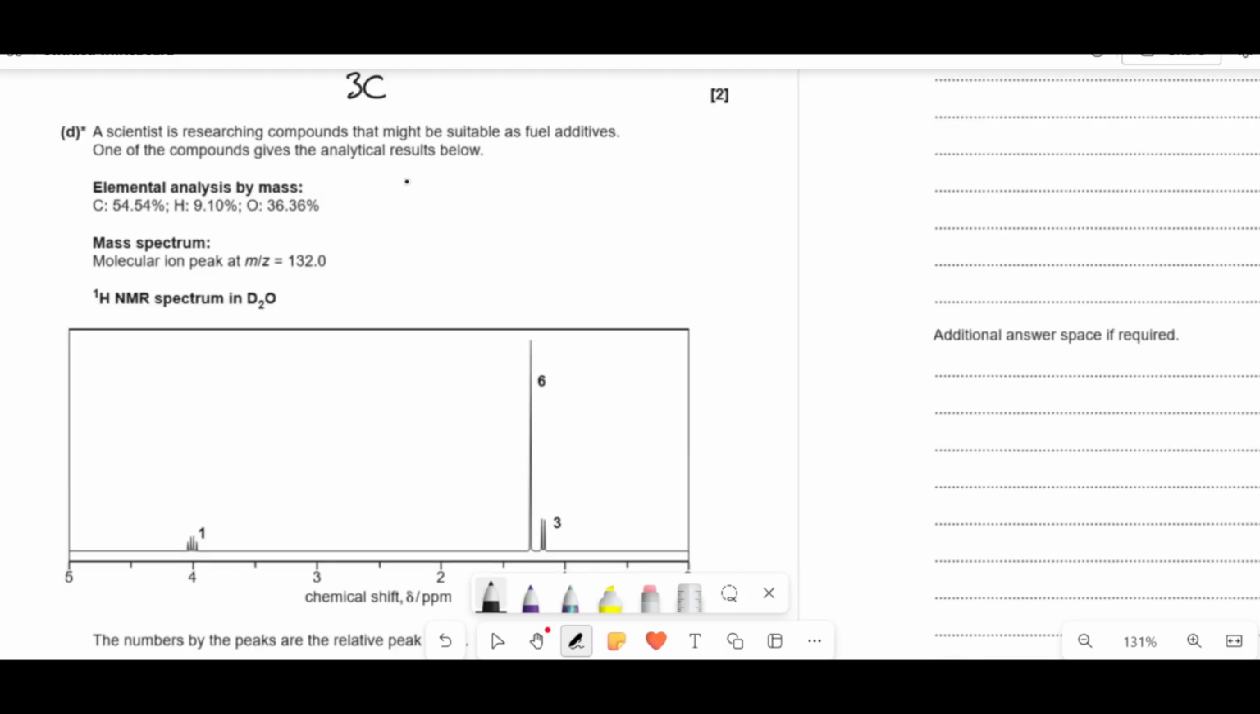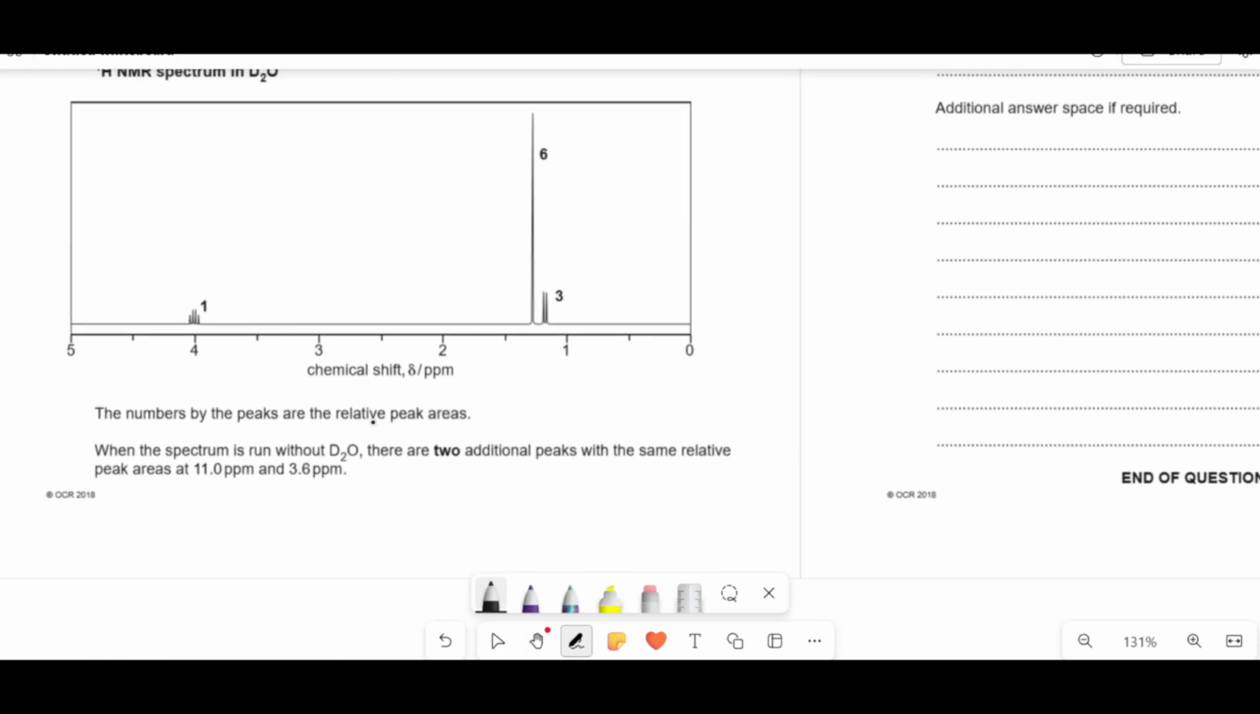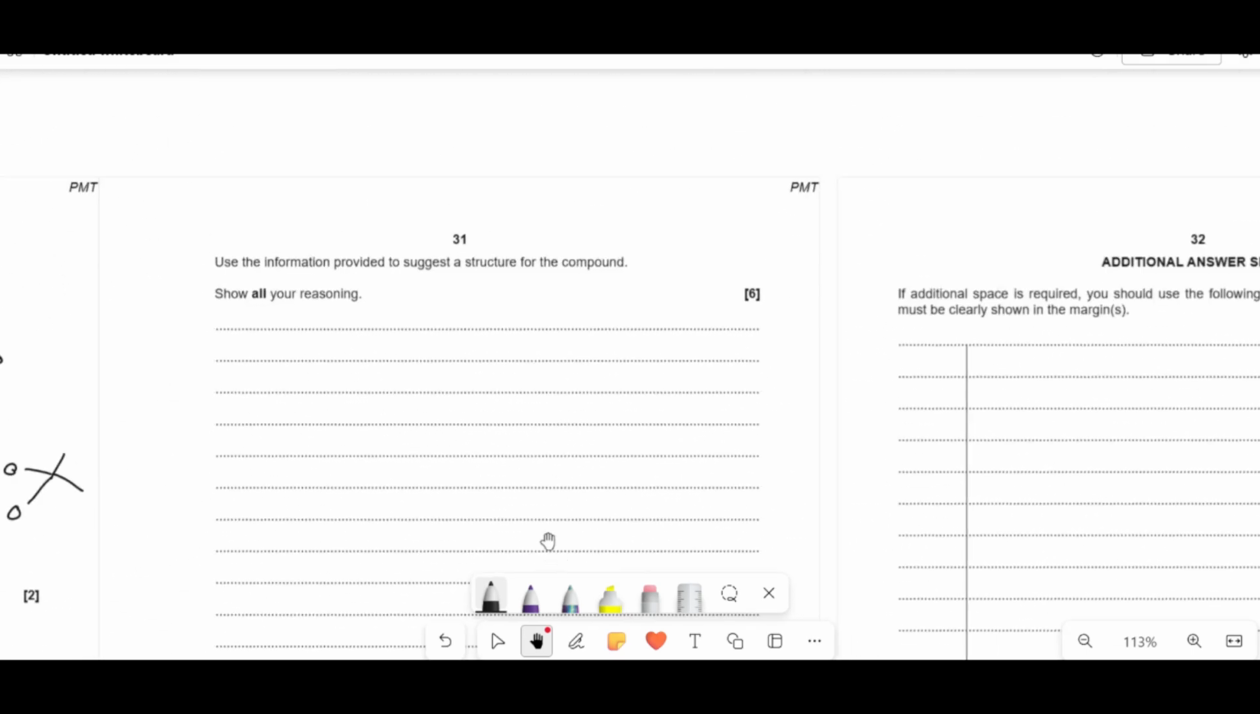A scientist is researching compounds that might be suitable as fuel additives. One of these compounds gives these analytic results. So we've got the elemental analysis by mass, the mass spectrum, and then the H NMR spectrum as well. And the numbers are the relative peak areas. When the spectrum is run without D2O, there are 2 additional peaks with these and there. So then it's probably asking us to deduce the structure of it and show your reasoning, right?